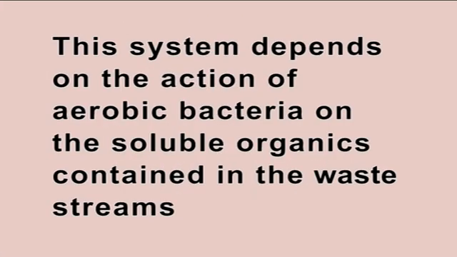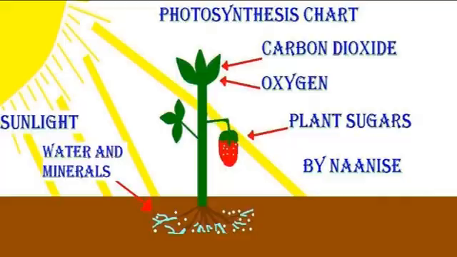The stabilization and polishing pond treatment. A common practice for improving the effluent treated in the aerated lagoon is the use of a stabilization or polishing pond system. This system depends on the action of aerobic bacteria on the soluble organics contained in the waste streams. The organic carbon is converted to carbon dioxide and bacterial cells. Algal growth is stimulated by the incident sunlight, which penetrates to the depth of 1 to 1.5 meter. Photosynthesis results in the production of excess oxygen, which is available to the aerobic bacteria. Additional oxygen is provided by mass transfer at the air-water interface.